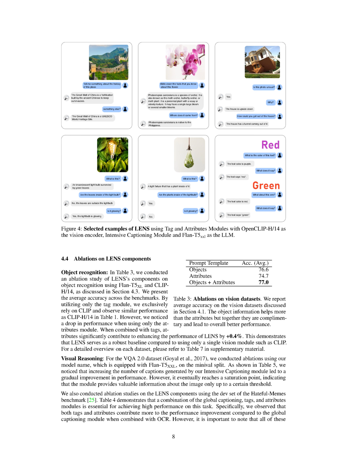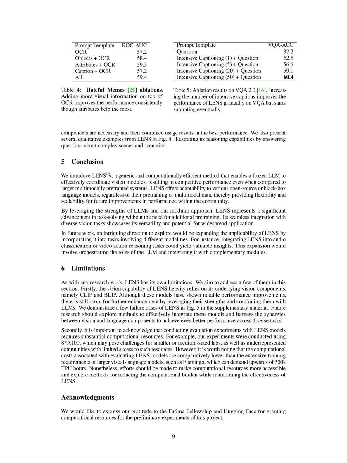We also performed ablation studies on the Lens components using the development set of the Hateful Memes benchmark. Our findings indicated that the best results are achieved by combining global captioning, tags, and attributes modules. Interestingly, the tags and attributes modules contributed more to the overall performance improvement compared to the global captioning module, particularly when paired with OCR. Despite this, we stress the importance of all these components, as their collective usage ensures the highest level of performance. To exemplify Lens's reasoning abilities, we showcase some qualitative examples in the figure that demonstrate Lens answering questions about intricate scenes and scenarios.